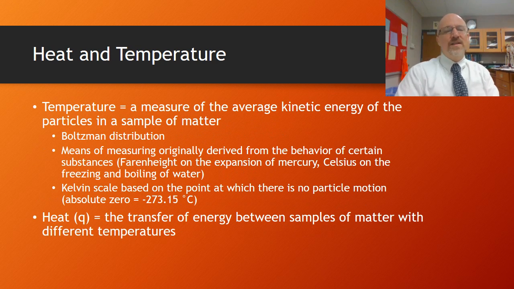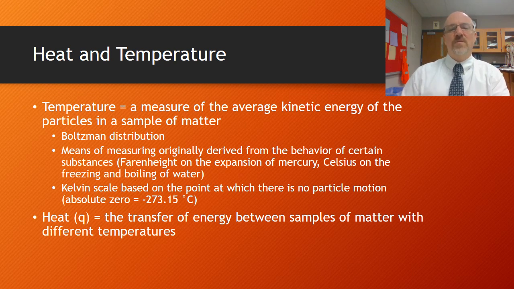So when we talk about heat and temperature, a word about this. Temperature is a measure of the average kinetic energy of the particles. We've talked about before, when we were looking at gases, about a Boltzmann distribution, that there are some particles that are moving slower than all the others, some moving much faster. And if we look at an average distribution, the temperature is where most of the particles fall.